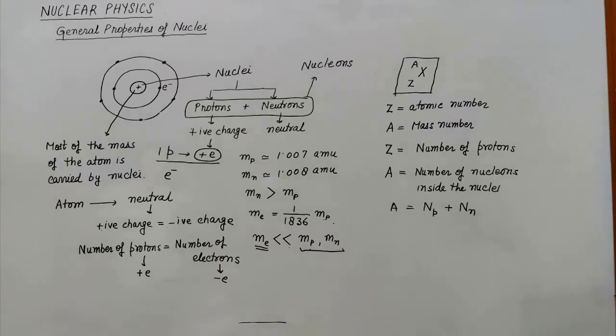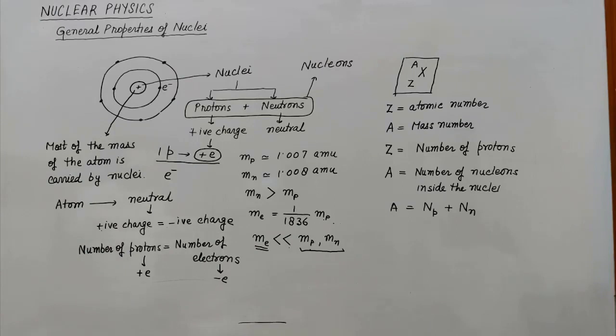So a nuclei is represented by ZXA, where Z is the atomic number and A is the mass number. For a nuclei, this Z number is fixed, and this Z number is equal to the number of protons, while this mass number A is equal to the number of nucleons inside the nuclei. What is a nucleon? Nucleons are protons as well as neutrons. So always remember this thing.